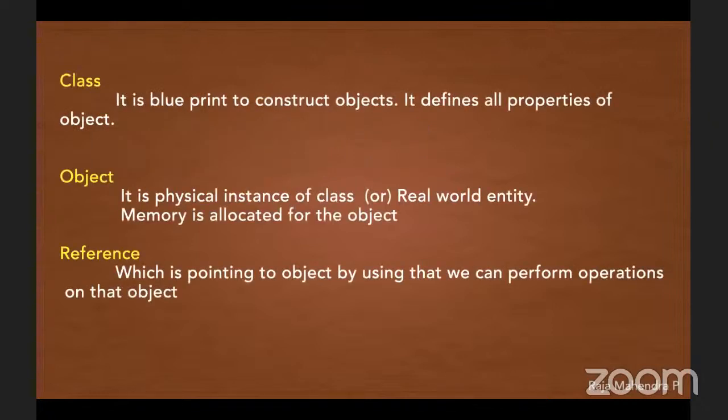Now let's get into the topic. The first and most important thing when you start with OOPS concepts is the main terminology: class, object, and reference. The class is nothing but a blueprint. It's basically for constructing the object. It defines all the properties of the object. Instead of talking about these definitions, let's go to the programming. We'll understand clearly. I will come back to these concepts again and show you how it works.